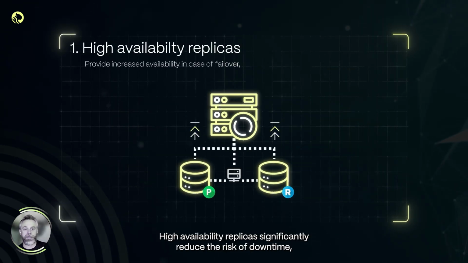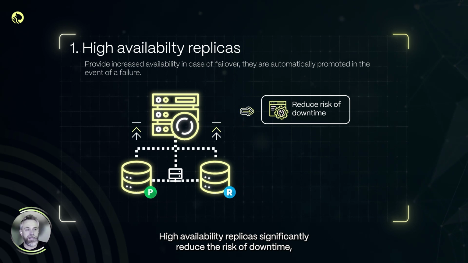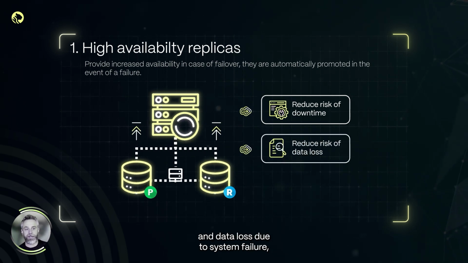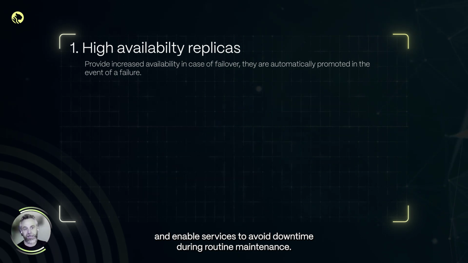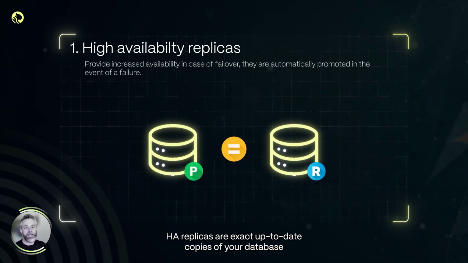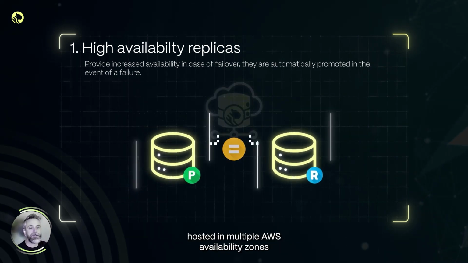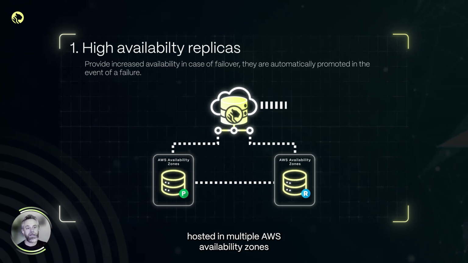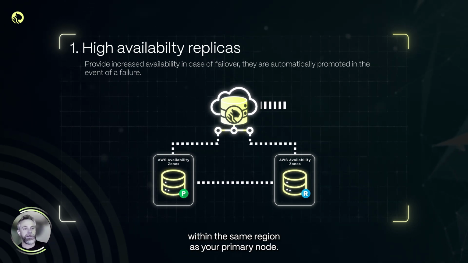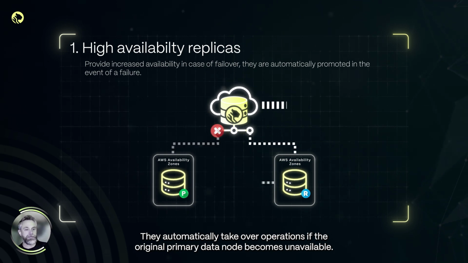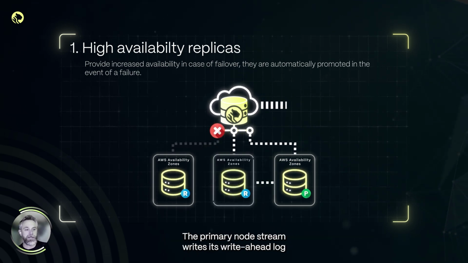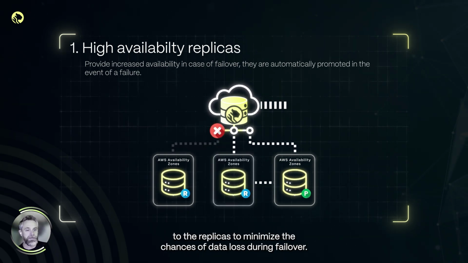High availability replicas significantly reduce the risk of downtime and data loss due to system failure and enable services to avoid downtime during routine maintenance. HA replicas are exact, up-to-date copies of your database hosted in multiple AWS availability zones within the same region as your primary node. They automatically take over operations if the original primary data node becomes unavailable. The primary node streams its write-ahead log to the replicas to minimize the chances of data loss during failover.